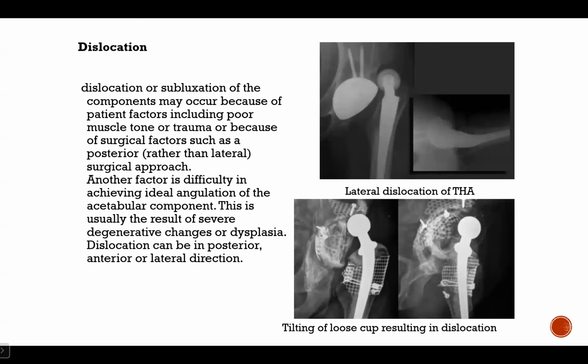Dislocation or subluxation of the component may occur because of patient factors, including poor muscle tone or trauma, or because of surgical factors, such as a posterior surgical approach. Another factor is difficulty in achieving ideal angulation of the acetabular component. This is usually the result of severe degenerative changes or dysplasia. Dislocation can be in a posterior, anterior, or lateral direction, as we are seeing in these radiographs.